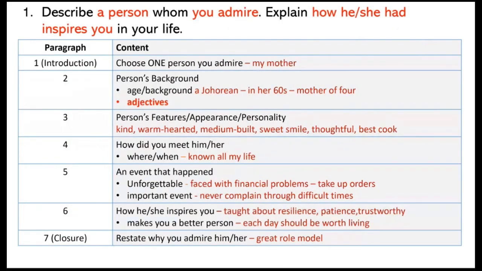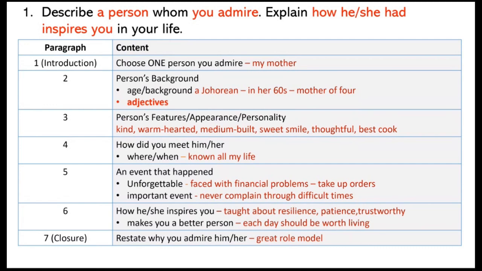Okay, look at this. Describe a person whom you admire. I choose one person. That is my mother. Okay, when I choose my mother, of course, everybody wants to know about my mother. So I go into the person's background. Where is she from? What is she like? Okay, so I go to her age and her background, and then who is she? I go into the detail. Okay, age, background, she's a Johorian, in her 60s, a mother of 4. This is where you give more adjectives.